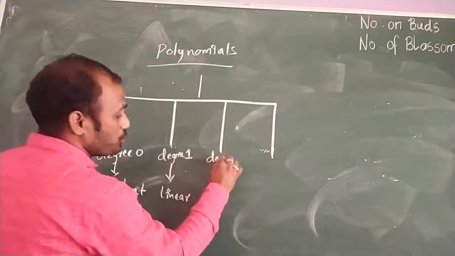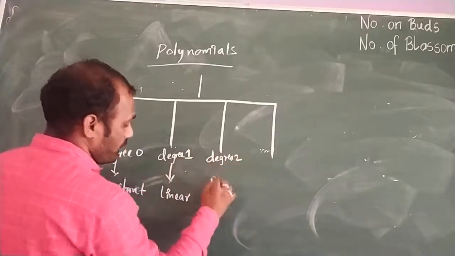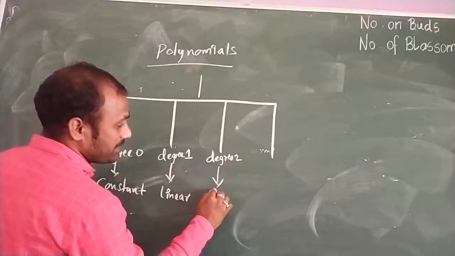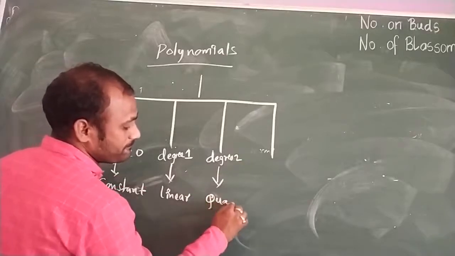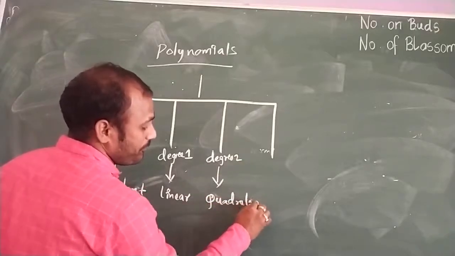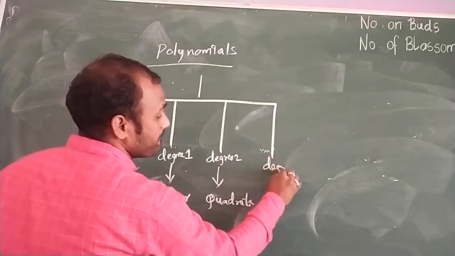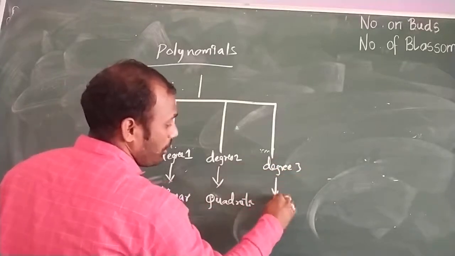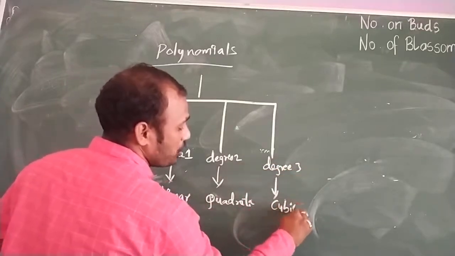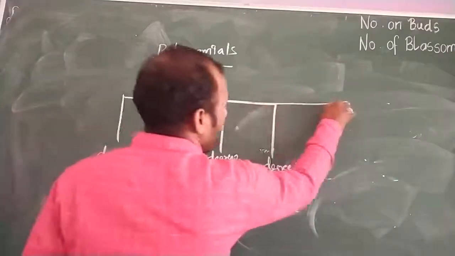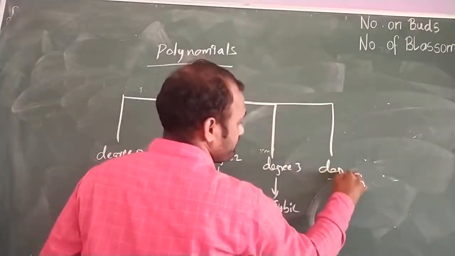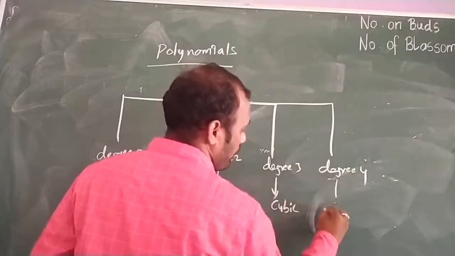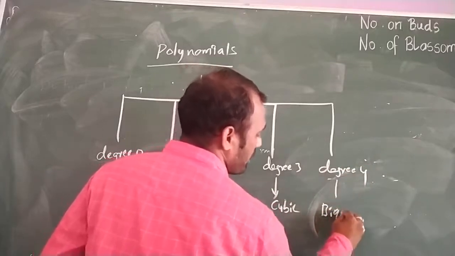If the degree is 2, you have to call that polynomial a quadratic polynomial. If the degree is 3, you have to call that polynomial a cubic polynomial. If the degree is 4, you have to call that a biquadratic polynomial.